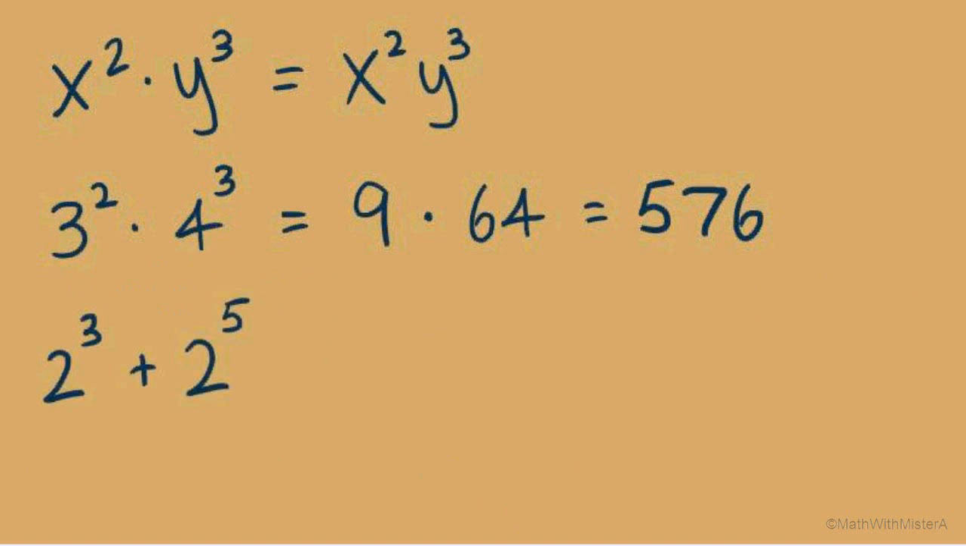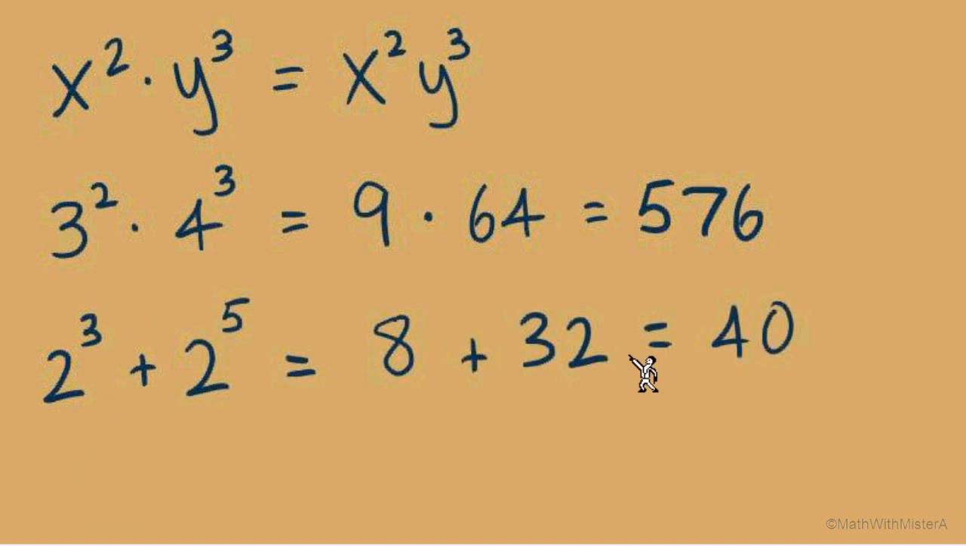How about this example? 2 to the third plus 2 to the fifth. We know that we cannot try to combine these exponents when it's addition. It's multiplication only. So what would we do in this situation? Well, again, when they are numbers, I would evaluate. 2 to the third is 8. 2 to the fifth is 32, and then I'd go ahead and add those to equal 40.